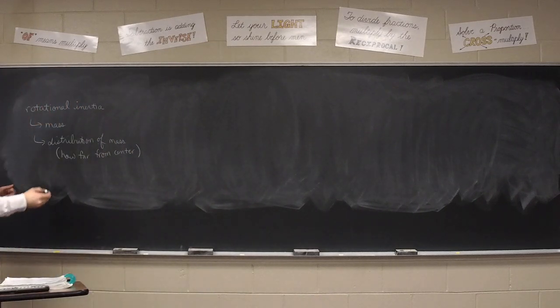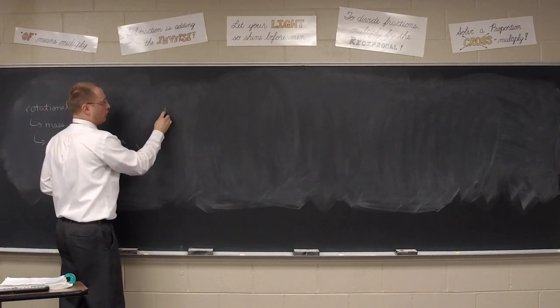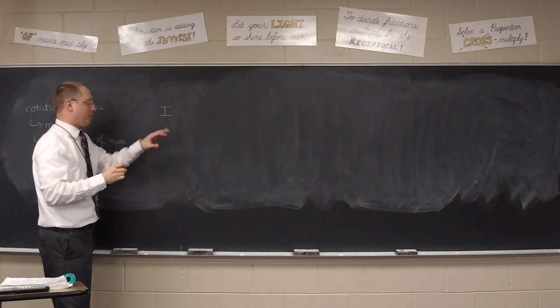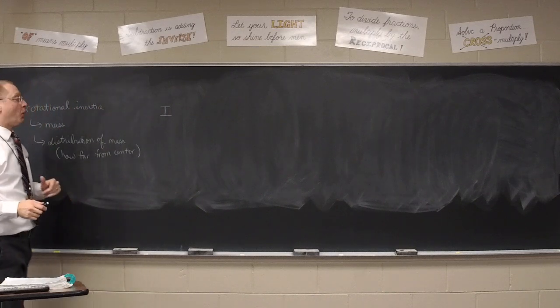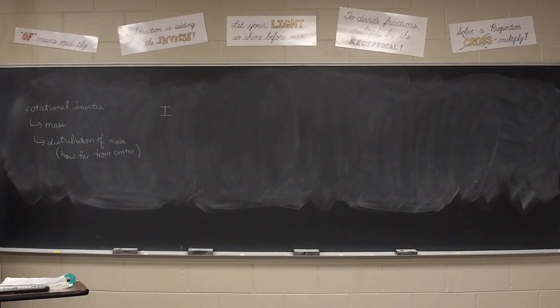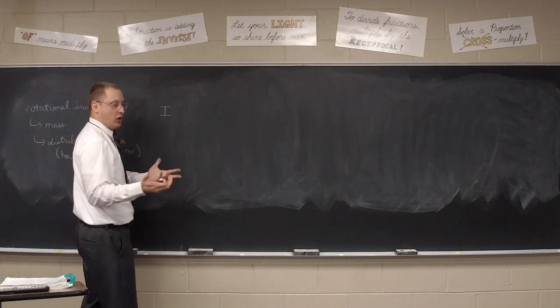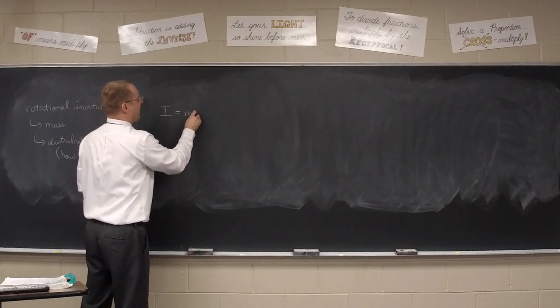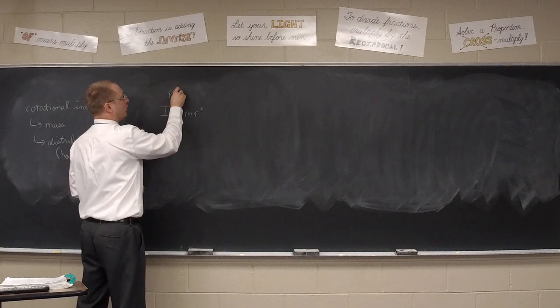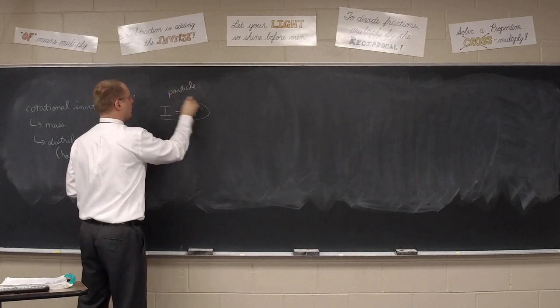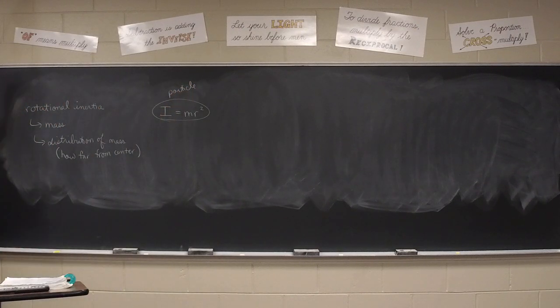So for that reason, we would say for any individual particle, the rotational inertia, which we're going to represent I, is proportional to the mass, and because it goes in two dimensions, the square of the distance from the center. We call that the radius. So we would say for any individual particle, rotational inertia for that particular particle is the product of mass and its distance from the point of rotation, this axis of rotation, squared. I equals mr squared.